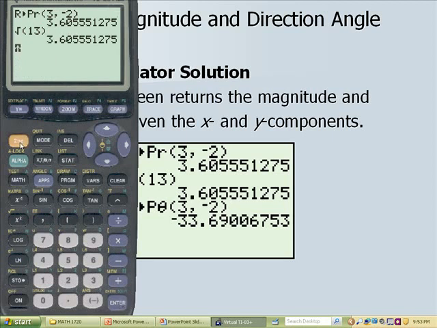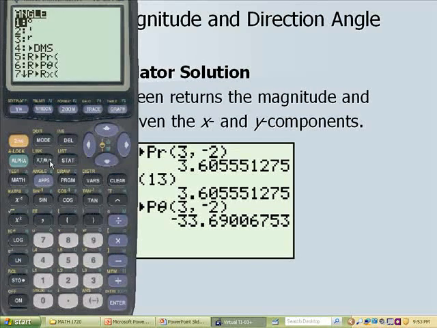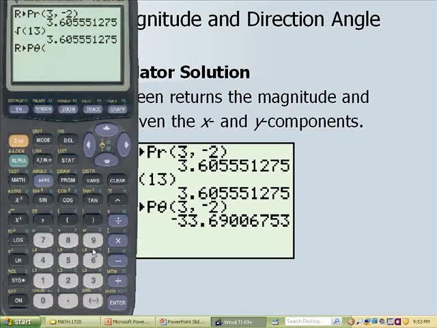And then to find our direction angle, we go back into our apps menu, or second apps, to do the angle. And we go to number 6 and enter our vector components, 3, negative 2, and hit enter. And we see that we get our angle negative 33.7 degrees. If you wanted it in radians, you would need to make sure that your mode was in radian mode.